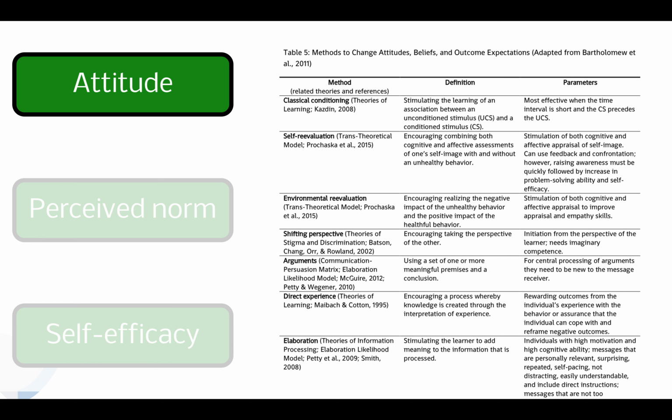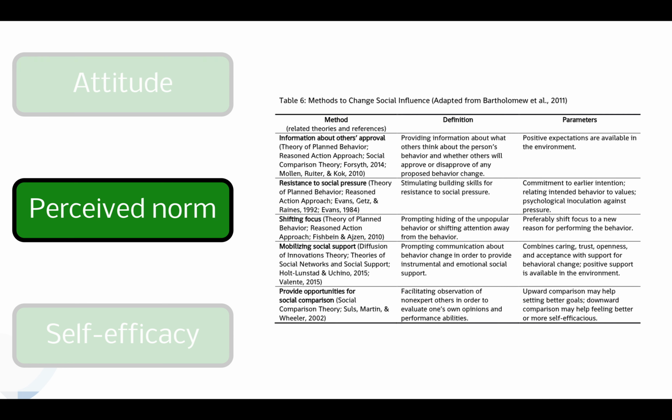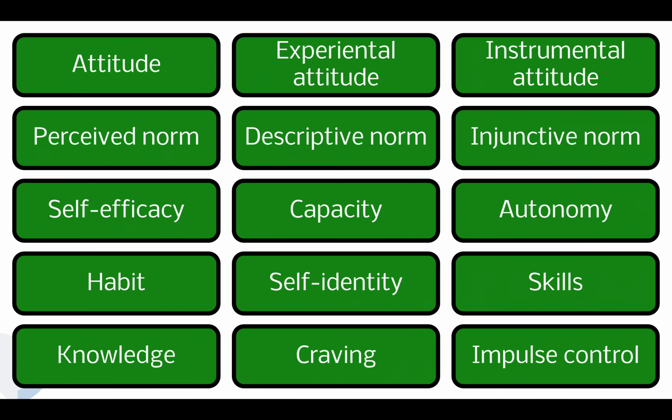So that's why we use the determinants at the generic level, even though that's never what we target in intervention. In intervention, you always have to target stuff at the specific level, the subdeterminants or change objectives, because those are about the specific expectations that people have that cause them to engage in the behavior. But you need to know that those expectations are attitude to know which methods you can use to change them. And then you have perceived norm, you have self-efficacy. There are loads of these. There are dozens, hundreds of determinants.